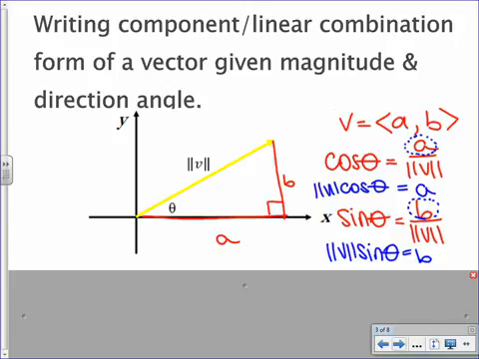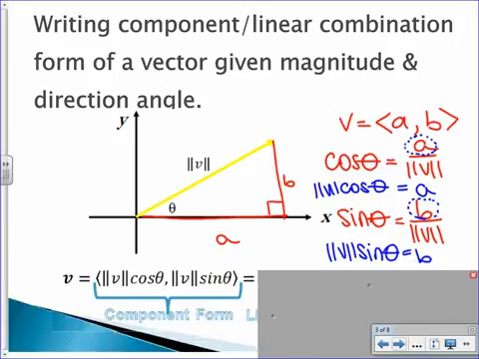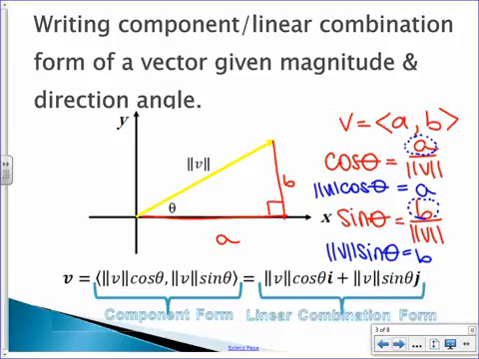So if we want to write our vector in component form, our horizontal component can be written as magnitude times cosine of the direction angle. And the vertical component can be written as magnitude times the sine of the direction angle. We figured all of that out using really basic trigonometry from geometry. And then, of course, if we wanted to write it in linear combination form, we take the horizontal component times i plus the vertical component times j. Two different ways of writing our vector.